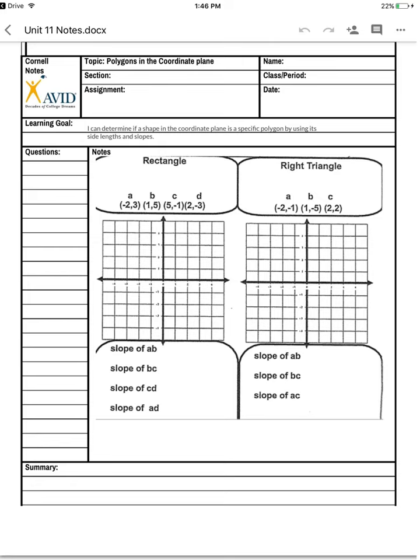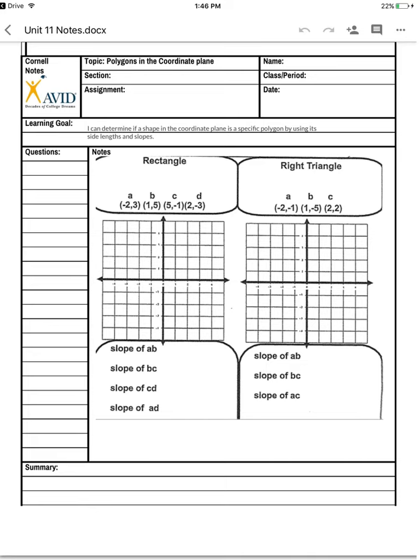So you could be given any shape in the coordinate plane or any polygon. A polygon is a shape with many sides, so it could be a triangle, a square, a rectangle, a parallelogram, any shape that could be graphed on the coordinate plane. And today we're going to decide by using the slopes of the sides to determine if it is that shape. So the first thing you need to do is know the rules, or what makes the shape what it is.